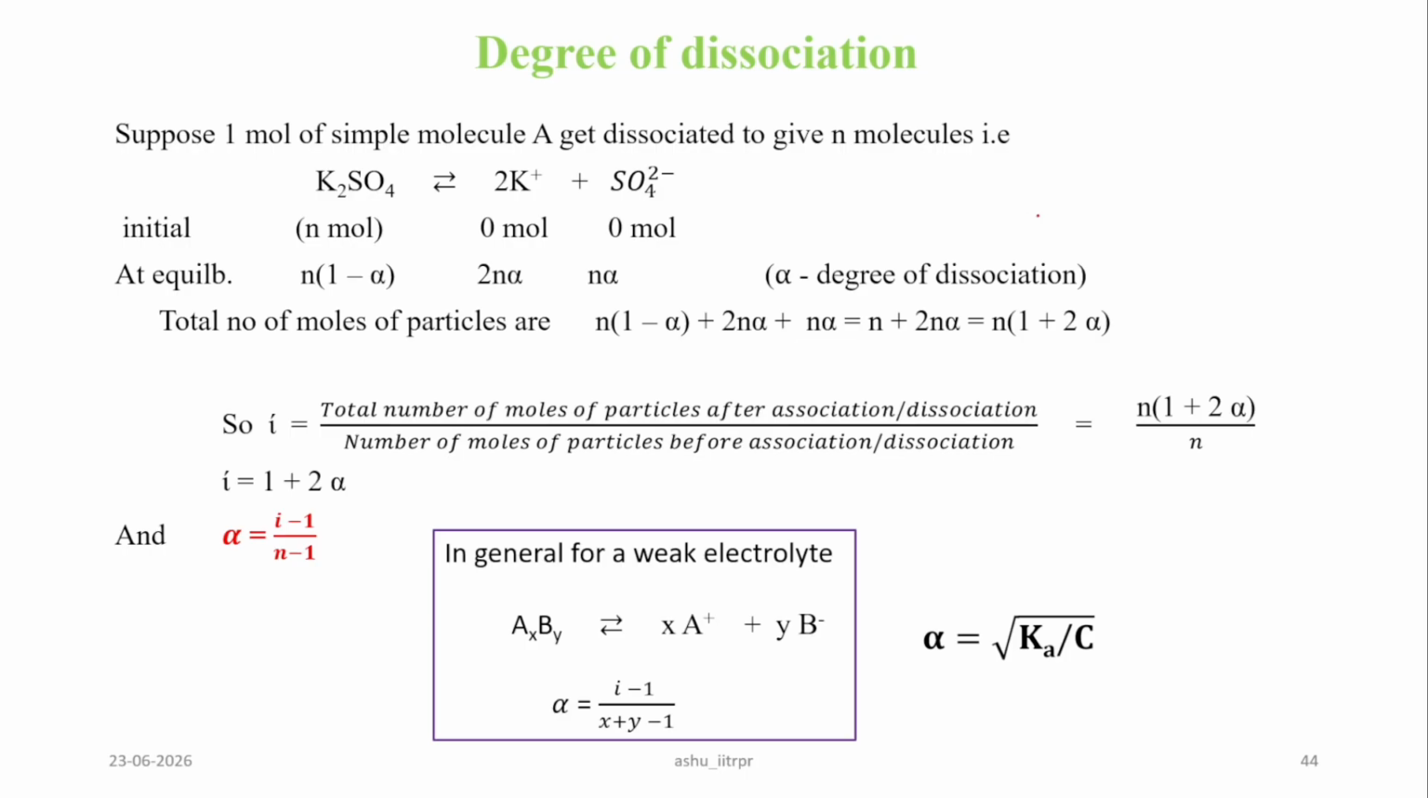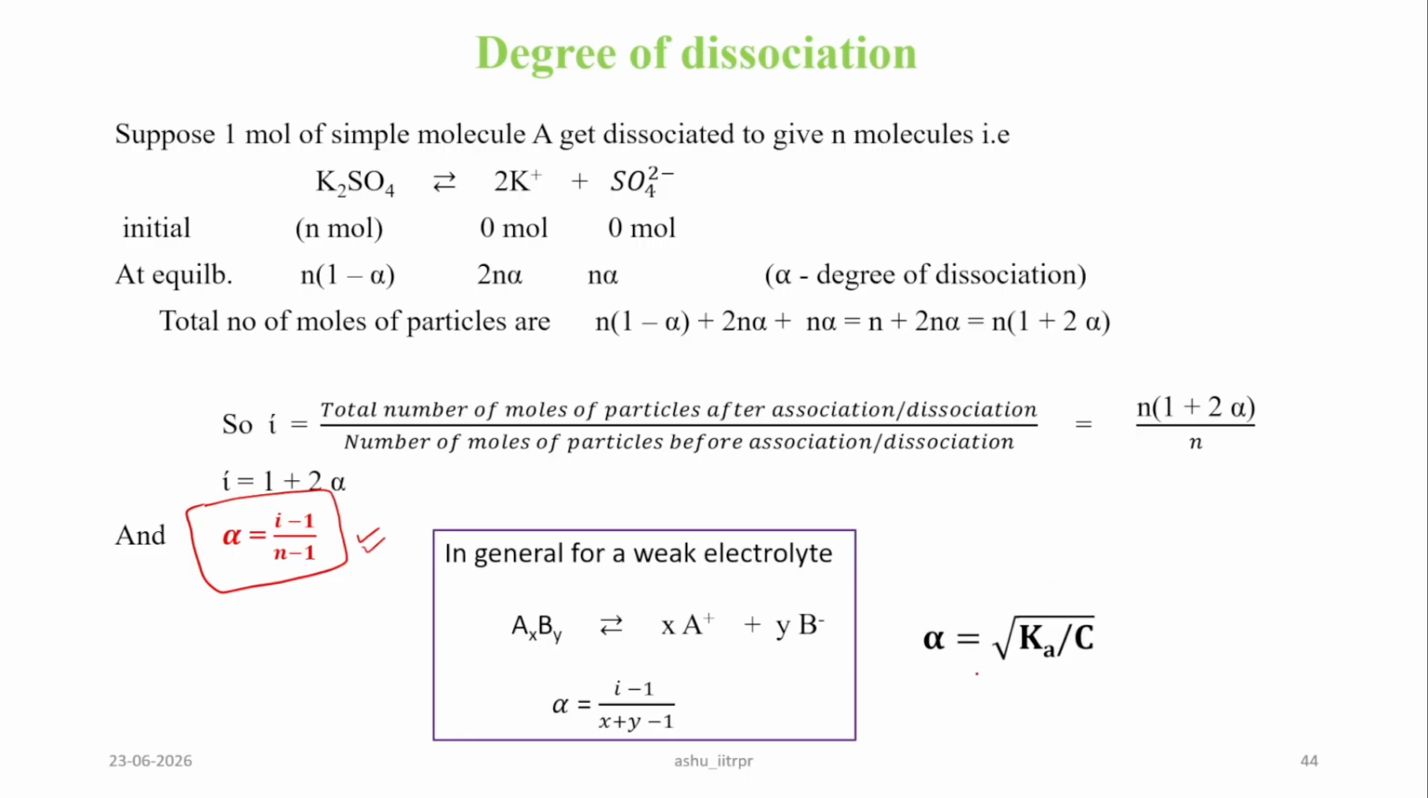Okay, so now this part is very important: the relation between alpha, that is the degree of dissociation, and the Van 't Hoff factor i. Although you need to remember this formula only for dissociation: alpha is equal to i minus 1 upon n minus 1. No one is going to ask the derivation. You just need to remember this form.